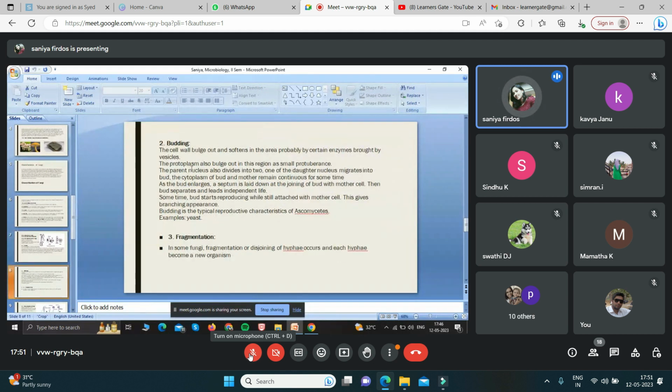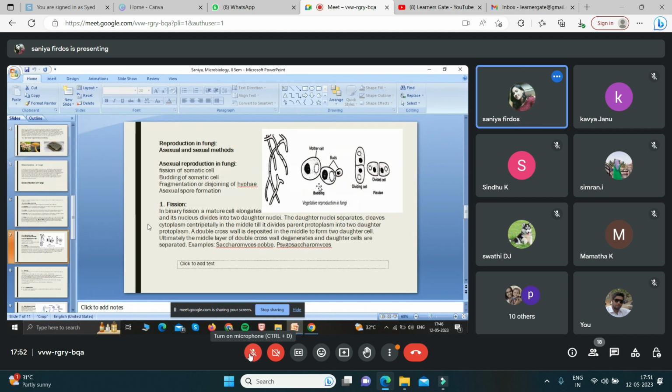In budding, the cell wall bulges, means it swells up and softens in the area, probably by certain enzymes brought by the vesicles. So the protoplasm also bulges out in this region as a small protuberance. The parent nucleus also divides into two. We can see in the figure. This is how the budding process takes place.